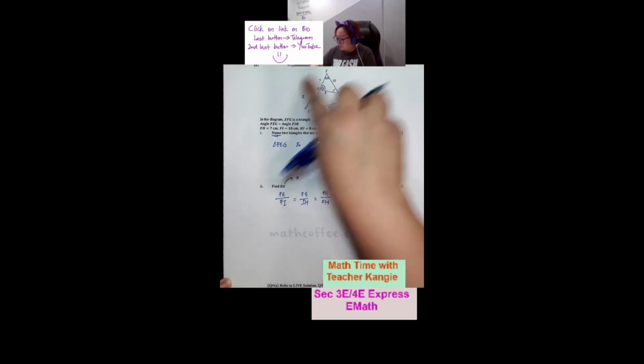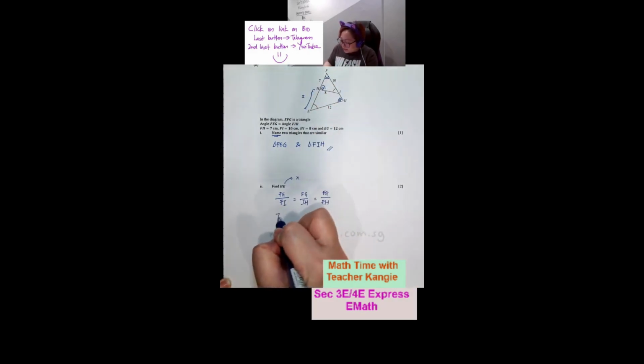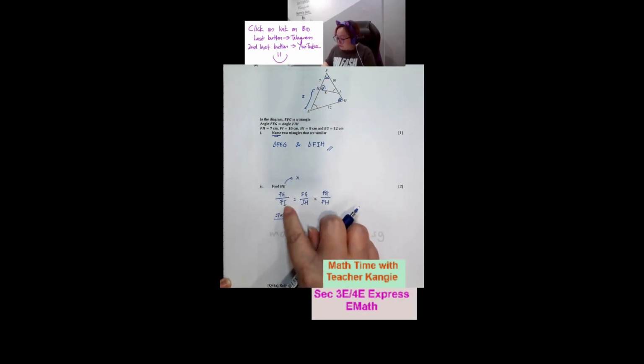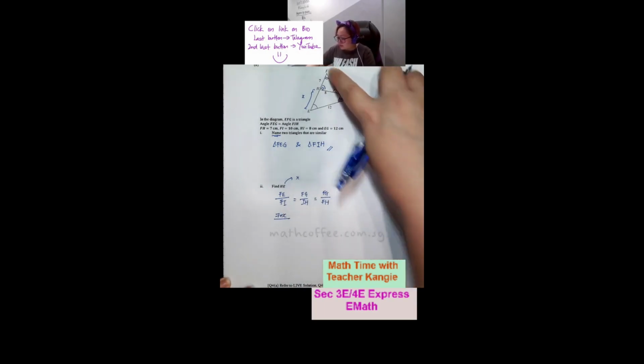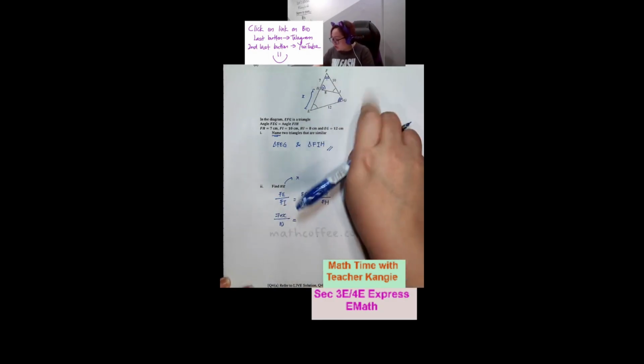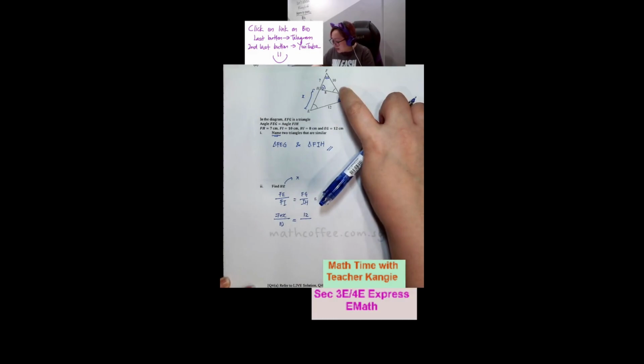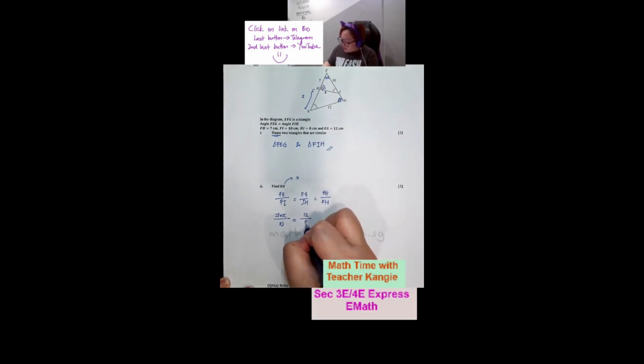FE is here. So it's 7 plus X. So I will put it as 7 plus X. FI is from here to here, which is 10. EG is 12. IH is from here to here, 8.